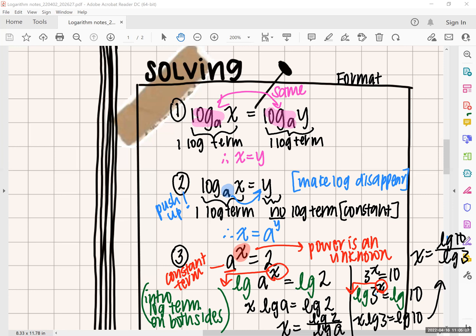Correct? Don't believe, guys, this answer that you get, you put 3 to the power of the answer. Is it equal to 10? Equal to 10. That's when you know, okay, I got it right. Correct? Does everybody get it? 3 to the power of the answer, which is log 10 over log 3, you will get 10. Okay?